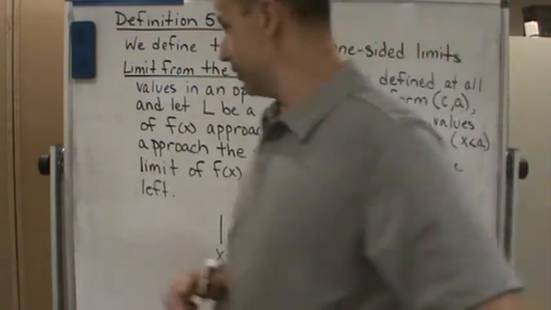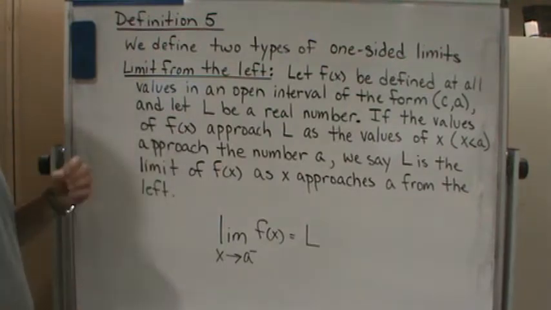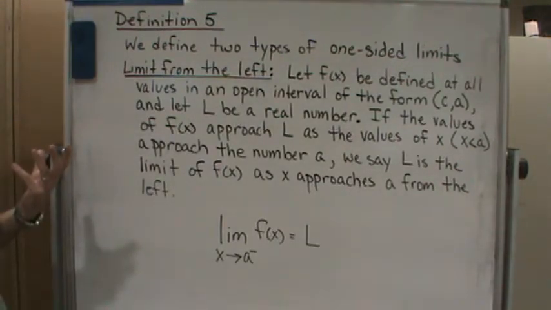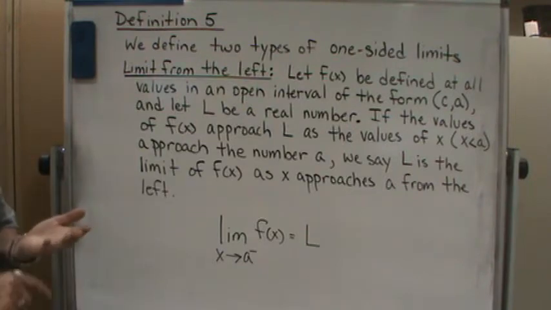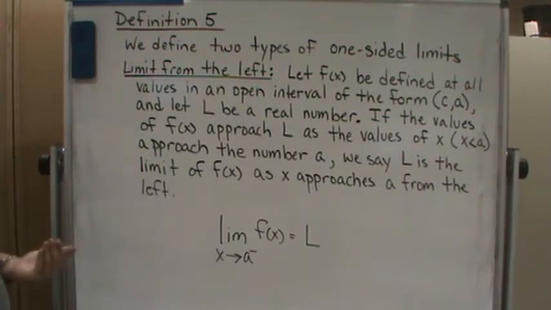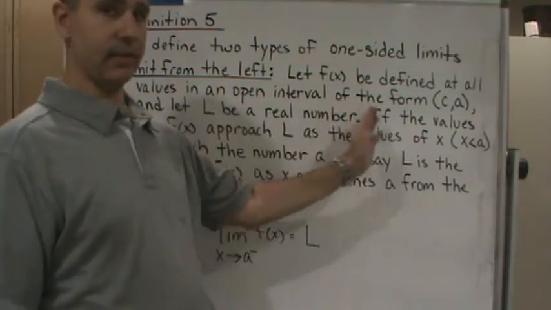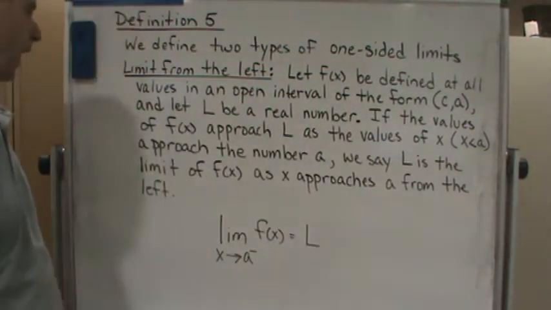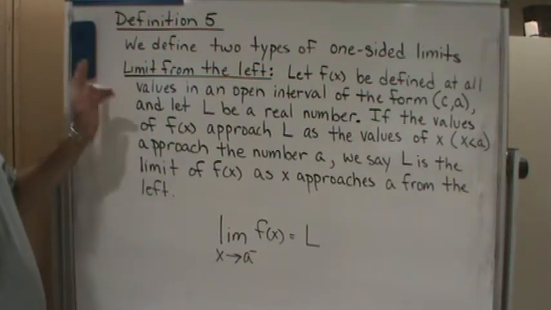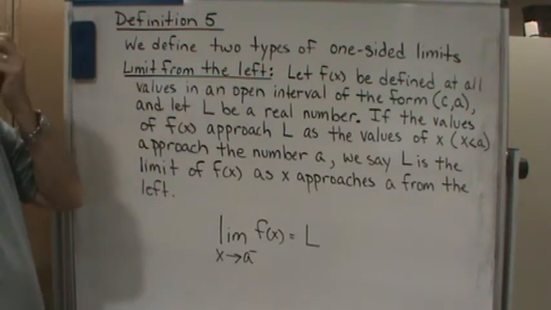But the definition that we're talking about is the definition of one-sided limits. And there are two types of one-sided limits that I refer to. There's left-handed and right-handed. So limits from the left, limits from the right. So I'm going to start with limits on the left, okay? So a limit from the left is defined this way.